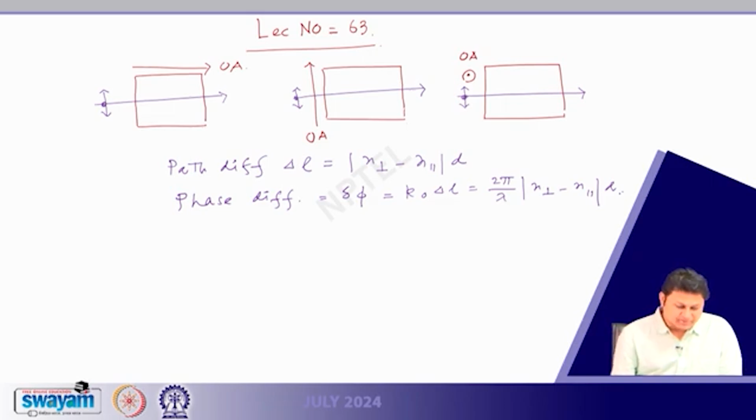For the first case, there is no effect because both the components are perpendicular to the optic axis. So, there will be no such change, but in the other two cases we can have the phase difference, and that is the general form. Now, by adjusting d, the length of the crystal, it is possible to generate the phase difference as per our desire.